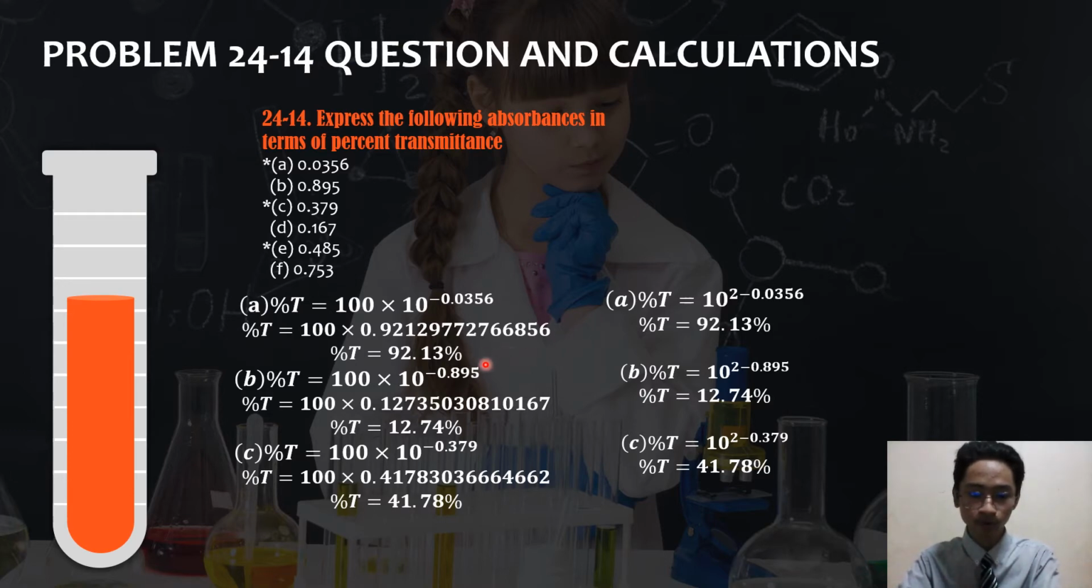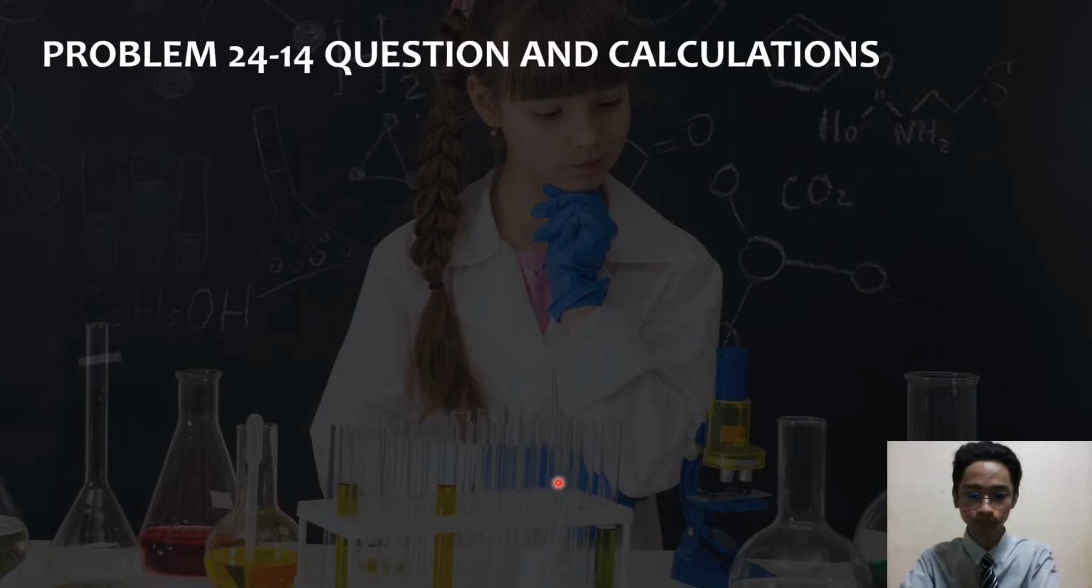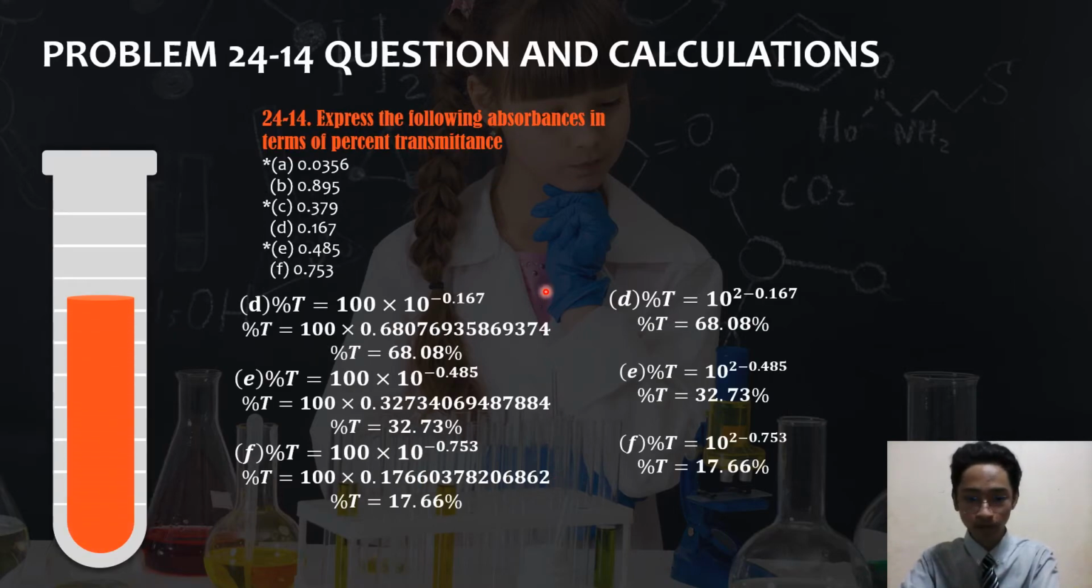get 92.13% T for A, which is the same here in the second formula, 12.74% T for B, 41.78% T for C. Next, I won't elaborate more because we use the same formula from A, B, and C.